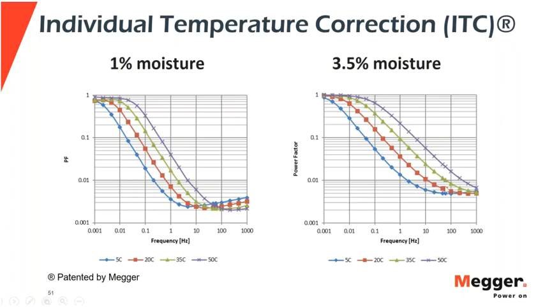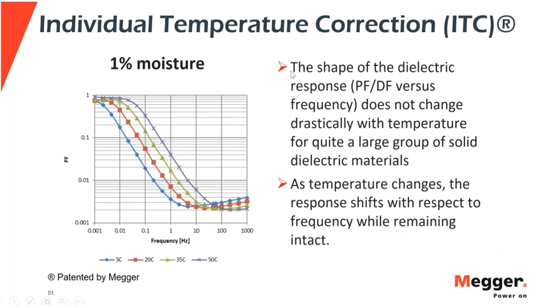But if I look at my wet one at 60 hertz, and I want to correct to 20 degrees C equivalent temperature, if I use the same correction factor to correct this from here to here as I did for the 1% moisture, you can see I'm going to have error on one of the two. But what I do observe from these families of curves in either case is that the shape of the response doesn't change drastically with temperature. So no matter if I'm at 5C, 20C, 35, 50, the shape is preserved in each of these. The response just shifts with respect to frequency, but largely it remains intact.